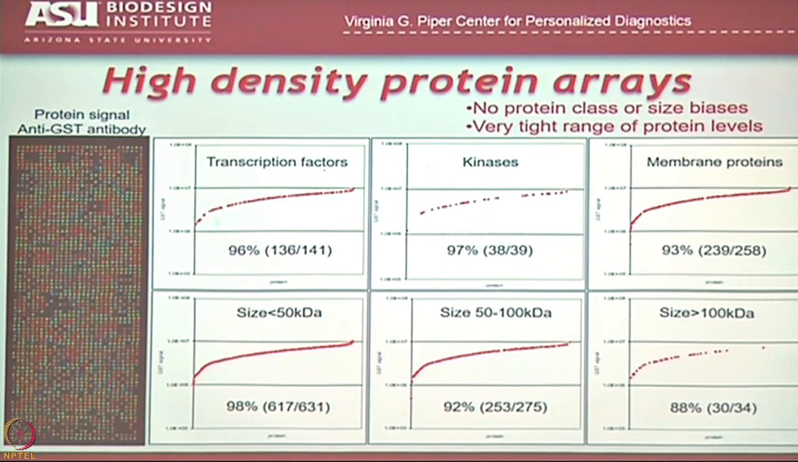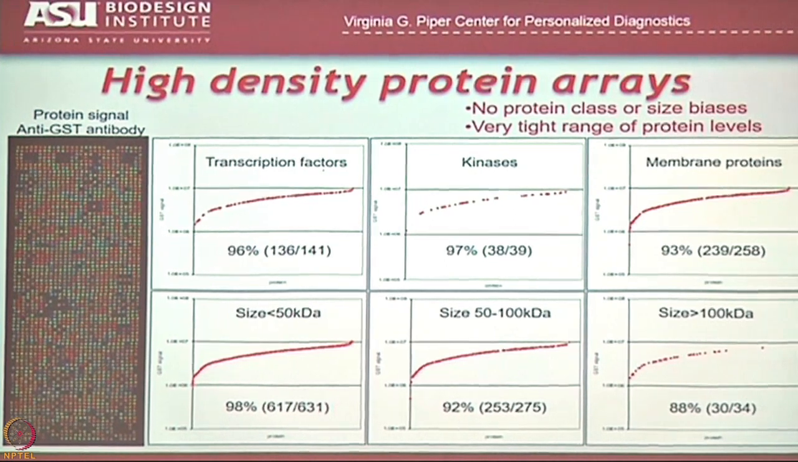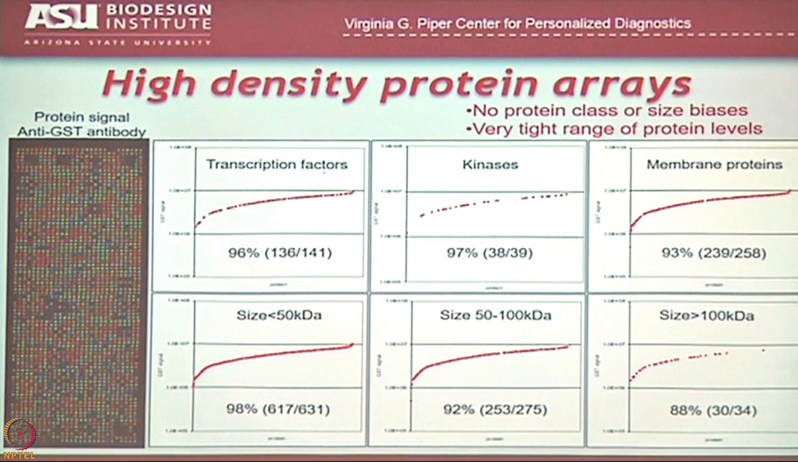But you can see that we get, by and large, 96% of transcription factors were detectable, 97% of kinases. Membrane proteins are very detectable. And then small, medium, and large proteins are all detectable. So roughly speaking, about 97% of whatever we print, we can get good expression of. Occasionally, we'll run into proteins that have unusual amino acid sequences that make it difficult to get high yield. But that is by far the exception.